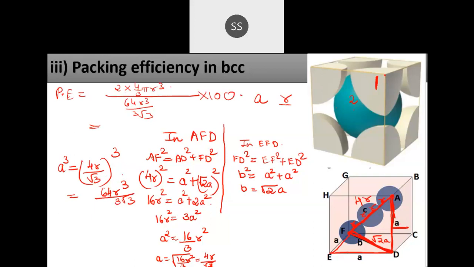Okay, to calculate packing efficiency in BCC, again I am repeating this, first you will calculate the number of atoms. That part is actually a little easier to calculate. Number of atoms in BCC are 2, and then you have to multiply by the volume of the atom, that is 4 by 3 pi r cube. Okay, so this first part is fine, I believe.